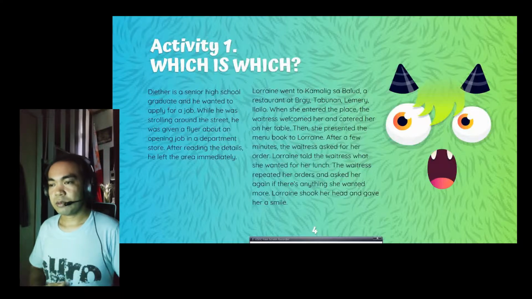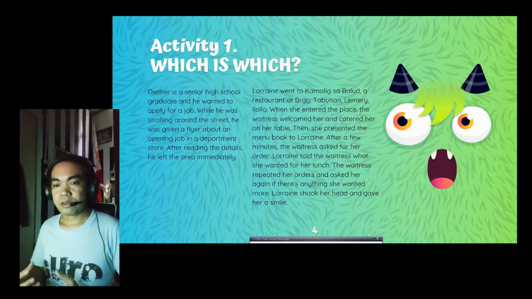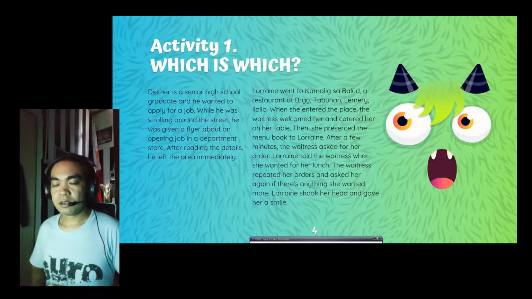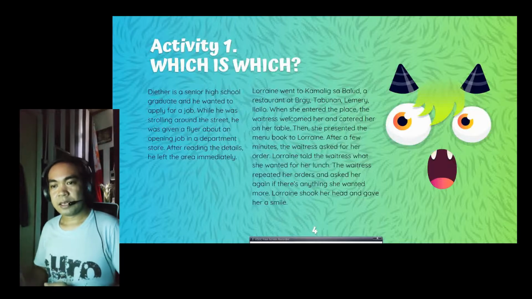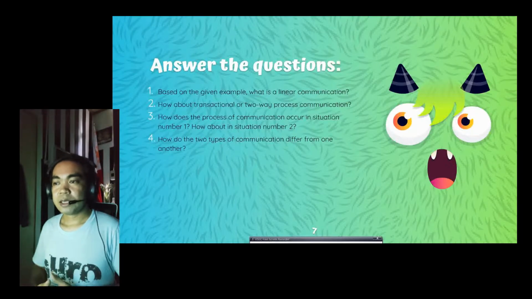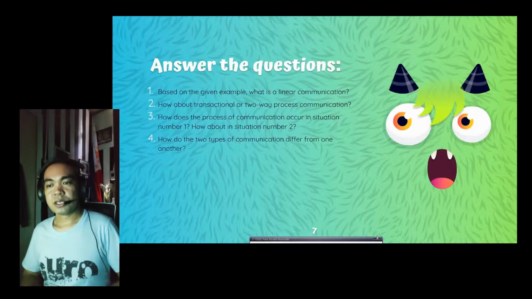In the second situation, we see that Lorraine went into a restaurant, and then she had a short conversation with the waitress. The waitress talked to her, and then she talked back to the waitress regarding her order before the waiter left to get her what she wanted. So if you have noticed, on the first situation, we only have one way because Dieter was not able to respond to the information that he received from the flyer. However, on the second situation, we have two people interacting with each other. These two would be best examples to exemplify the difference between linear communication and a two-way process communication.